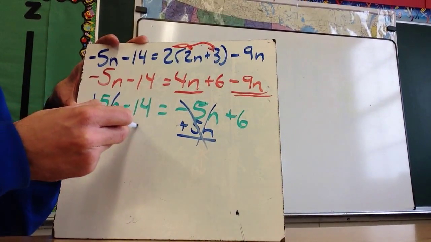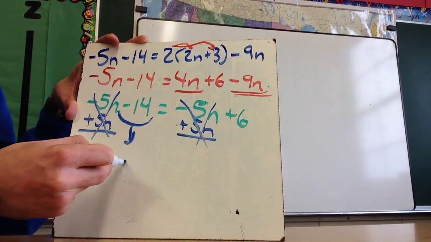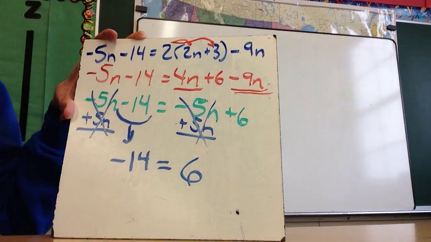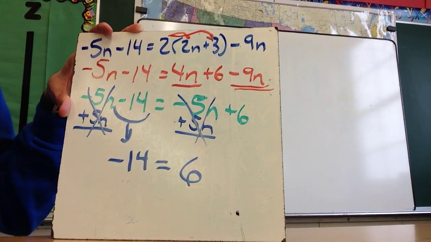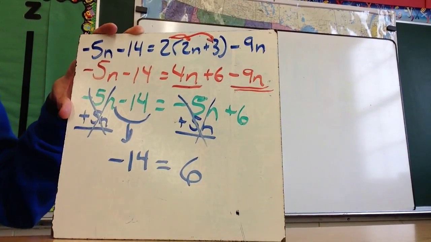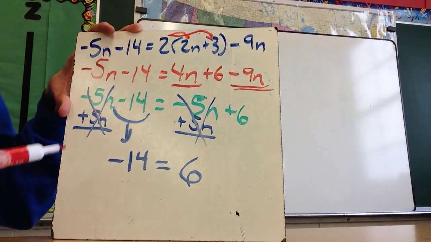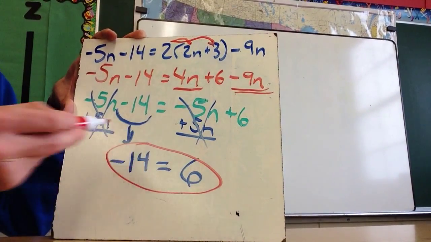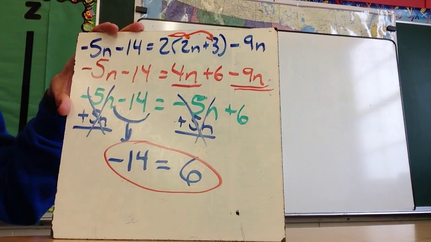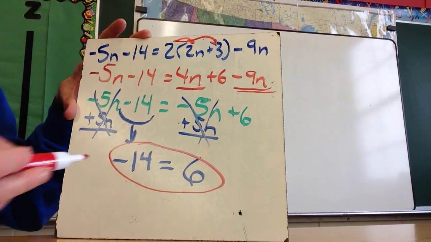So now, this is coming down, and I've got negative 14 equals positive 6. So my problem here, I actually have two problems here. There is no good news in this particular problem. Not only have the n's disappeared, but this statement is not a true statement. Negative 14 does not, in fact, equal positive 6. And so the answer for this is the empty set.